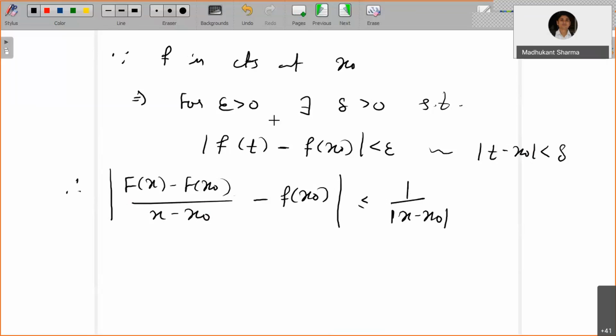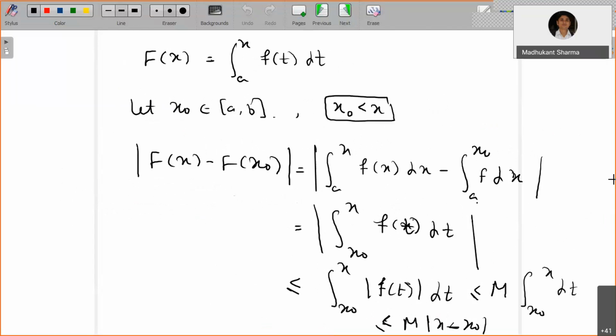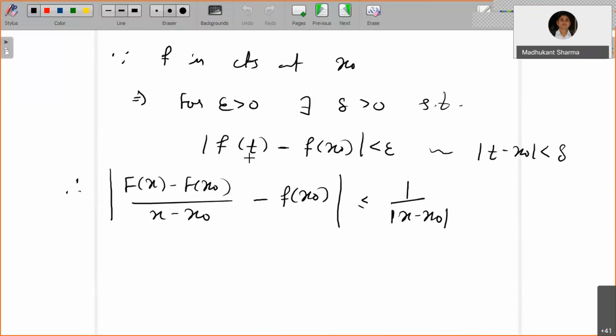Okay, and how do we work out this epsilon now? Because this is less than epsilon whenever mod of t minus x naught is less than delta. Here t is a variable. So let's choose mod x minus x naught less than delta. Such a delta only we are going to choose. This will still hold because t is less than x, so mod t minus x naught is going to be less than mod of x minus x naught, whenever t is less than x. So if you choose less than delta, that will work.